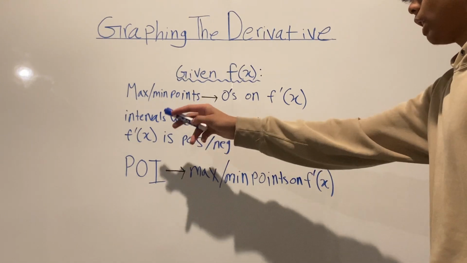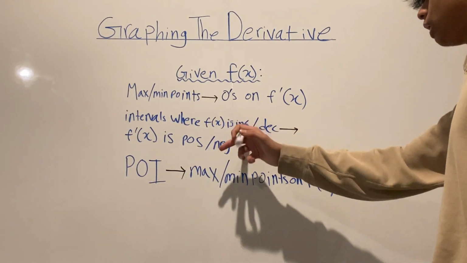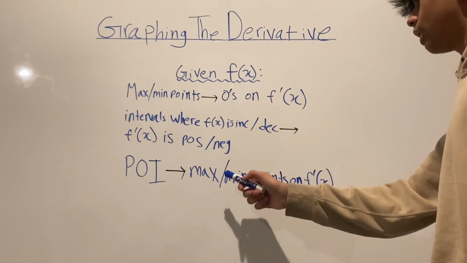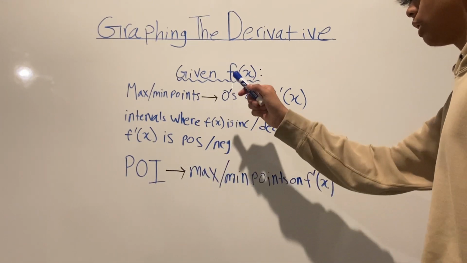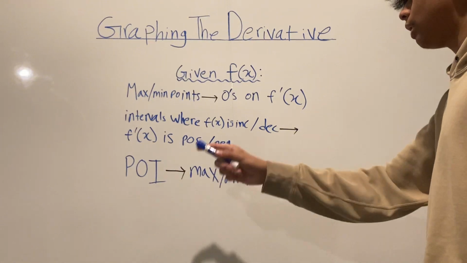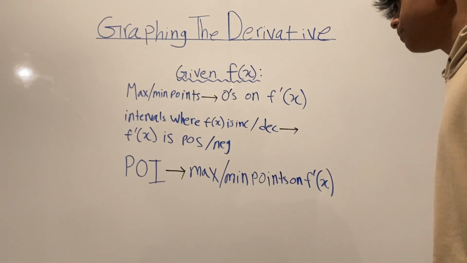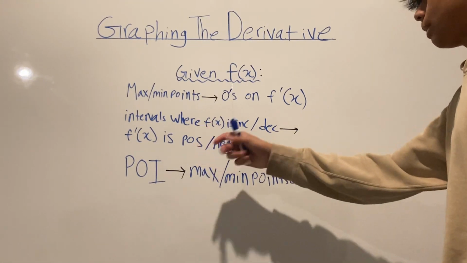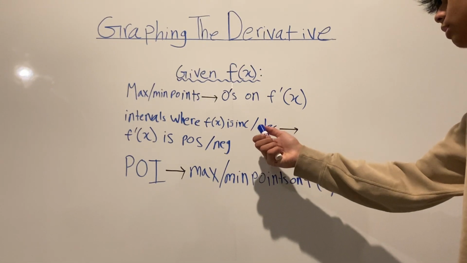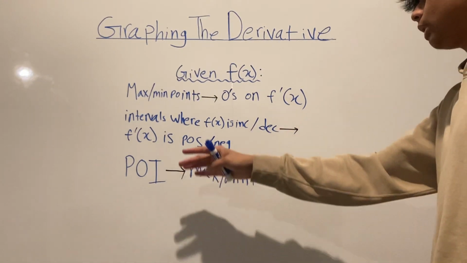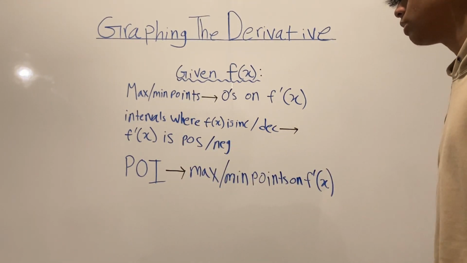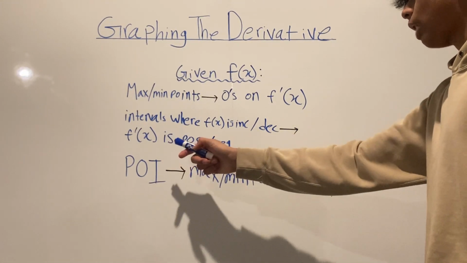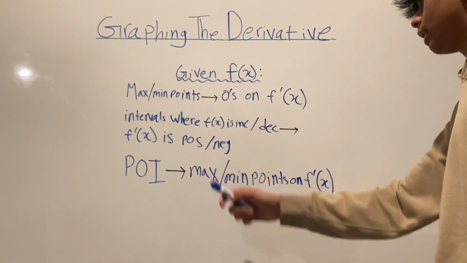And then next, the intervals where f of x is increasing or decreasing translate to whether f prime of x is positive or negative, because if the slope is positive and f prime of x is a slope, then it must be above the x-axis on the f prime of x graph. And same thing if the function is decreasing, then it will be negative in the f prime of x graph, because if the slope is going down, which is negative, then the f prime of x graph, which also shows a slope, will also be negative.